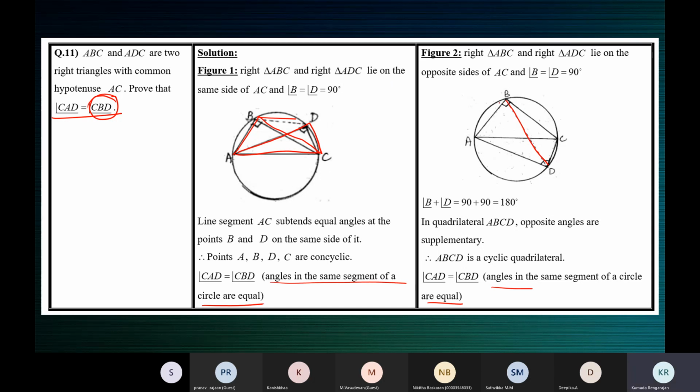In this case, we say opposite angles are supplementary. In quadrilateral ABCD, opposite angles are supplementary. So it is cyclic. Take a screenshot, children.